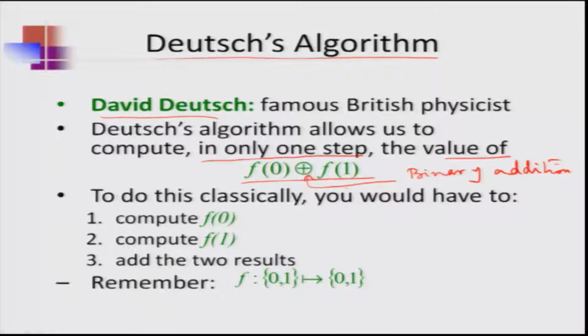To do this classically, you would have to compute f of 0, you would have to compute f of 1, and then add the two results. That is the basic idea. So, essentially you need 3 steps. In a part of this we have done before, where we showed that it was possible to compute f of 0 and f of 1 simultaneously, as we just did by using quantum parallelism. Now, what we have to do is come up with a way so that in one step we can do this entire process. How do we do this?